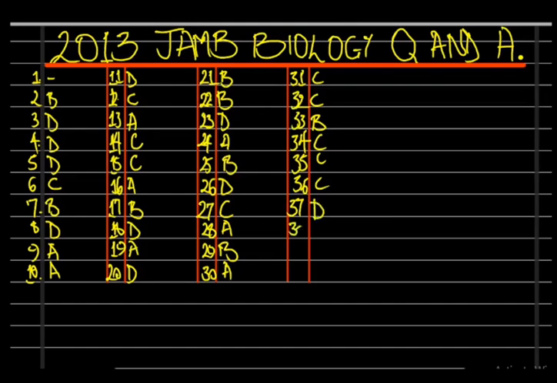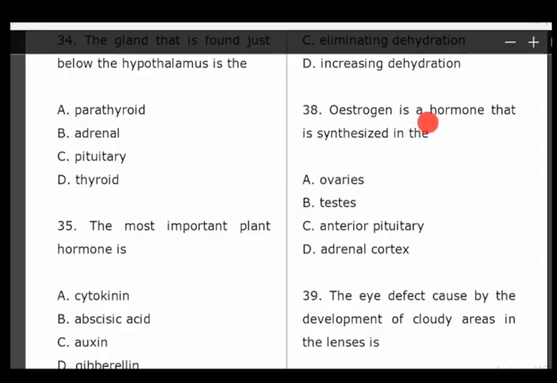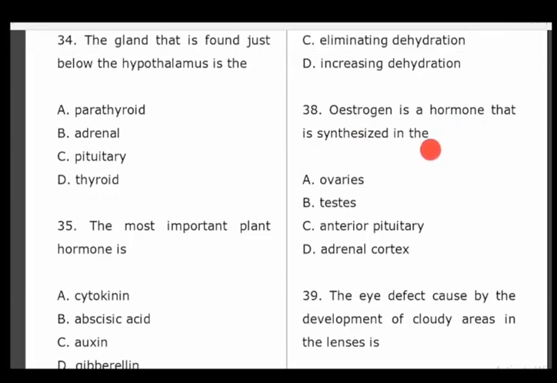And then we have question 38 now. Estrogen is a hormone that is synthesized in the A. ovaries, B. testes, C. anterior pituitary, and D. adrenal cortex. Now, estrogen is a particular hormone that is produced in the females. It is responsible for the commencement of the estrous cycle. That is what estrogen is.